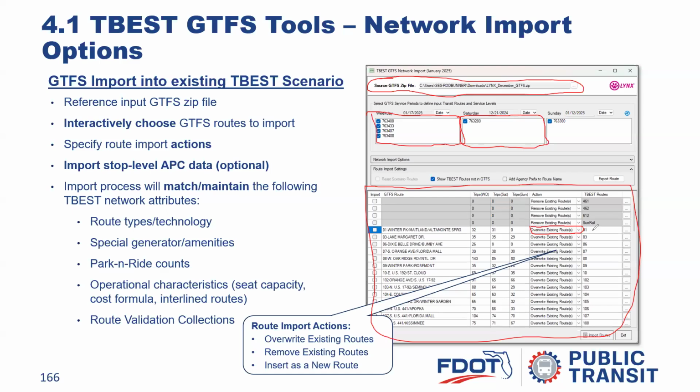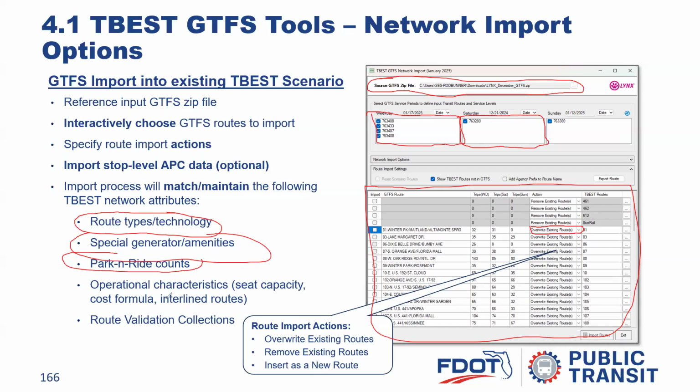So what's good about this is it doesn't overwrite the attributes, right? So whatever we've defined in terms of route types and technologies, special generators, park and ride counts, all of that gets retained in the network. So while we're still building in our service, it's retaining all those attributes that we took the time to add for our base, right? So all our generators amenities get retained. It just keeps them at the stop level and retains them.